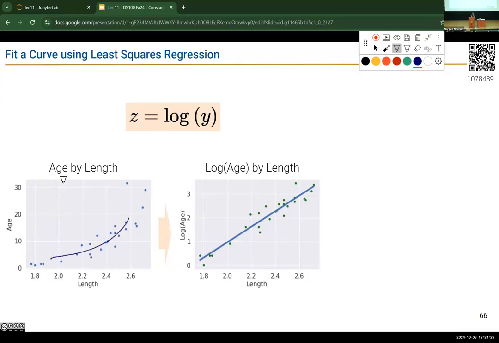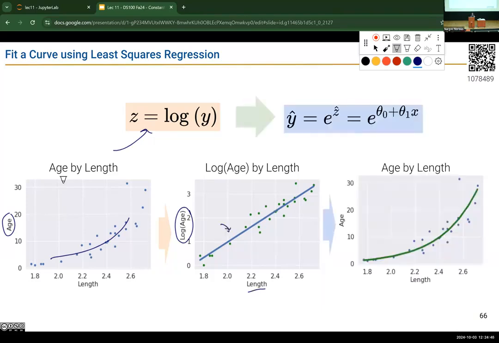I did the transformation. I took the log of the age. So now I have log of the age, which I'm calling Z. And now the data is linear. I fit a linear regression line. So I have lengths with respect to log of age that I'm predicting, which again, this is the line.